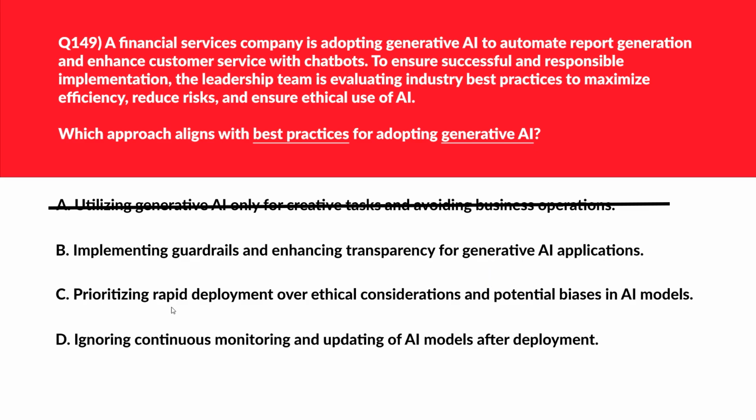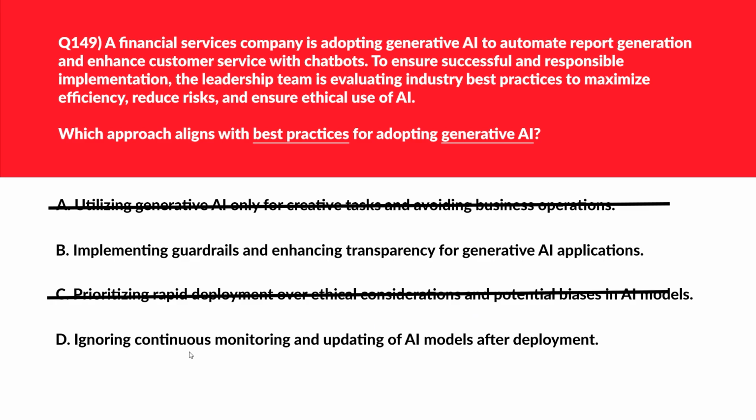C says prioritizing rapid deployment over ethical consideration and potential biases in AI models. Ignoring ethical consideration can lead to significant risk and biases, undermining the AI's reliability and trustworthiness. So that we don't want. Therefore, incorrect option.